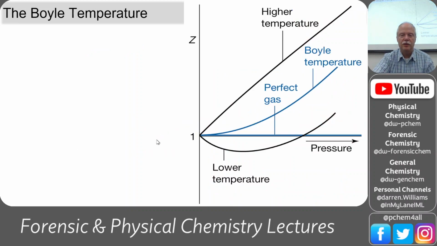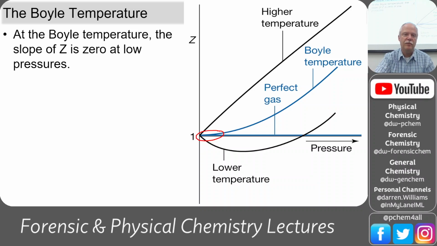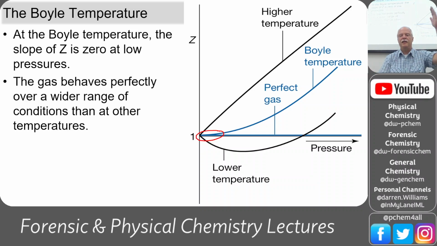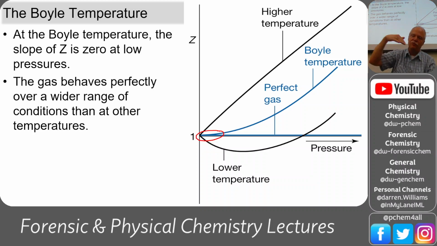So the boil temperature is that temperature for a real gas at which the slope goes to 0 at low pressures. So you see this region, the boil temperature, it's where the gas behaves as an ideal gas for as long a range of pressures as it can. Okay, so that's the boil temperature. It's not a huge thing, but I just wanted to show you that at high temperatures, the repulsions dominate. At lower temperatures, attractions dominate. There is a temperature at which that slope just slides right in to 1 as the pressure goes to 0.